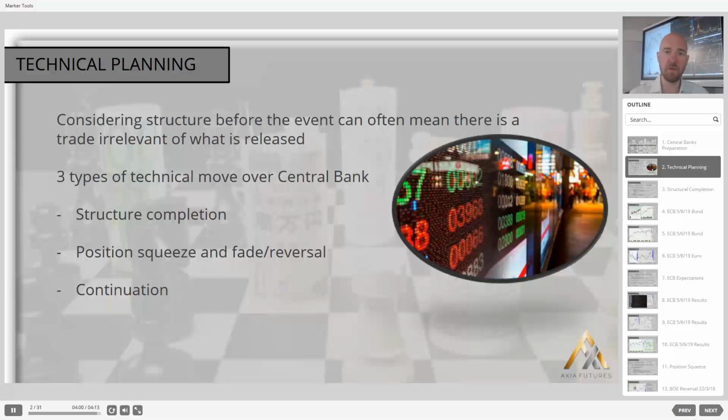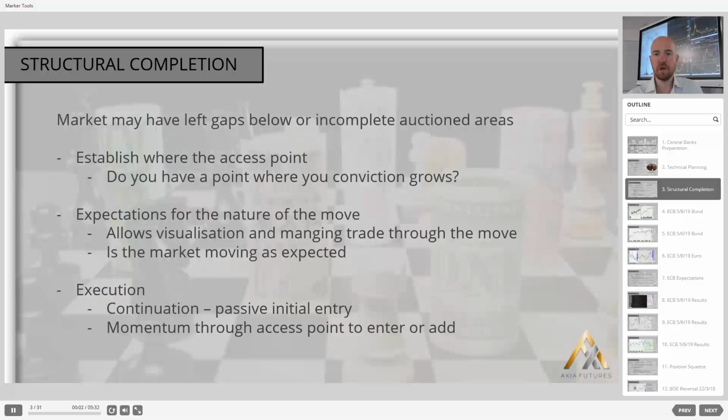So we'll move on and we'll go first up and have a look at a structural completion trade, perhaps the one that requires the most explanation, but the one that can often offer the largest of moves. Okay, so let's go and have a look at structural completion.